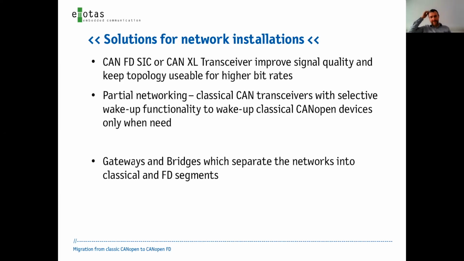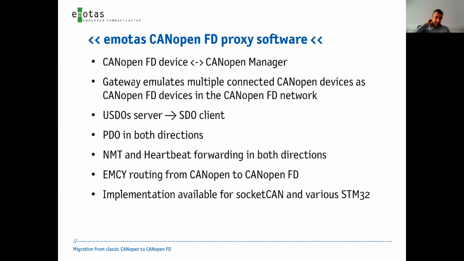And maybe the easiest solution, if you don't want to start with only CANopen FD devices, is to have gateways and bridges and to separate your networks into classical and CANopen FD segments. I had mentioned earlier that we at EMotas are a software company, and we have a software solution for a CANopen FD proxy or gateway. It is software that on one side acts as a CANopen FD device, and on the other side as a classical CANopen manager.